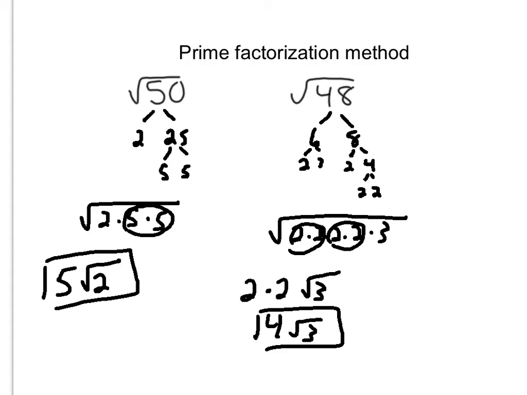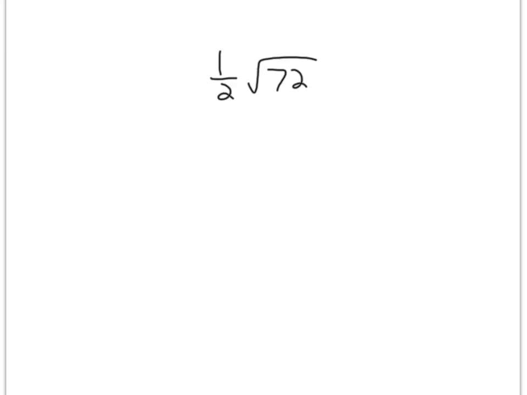Okay, again, you can use whichever method. The break apart method works if you know perfect square numbers pretty well. And if you don't know perfect square numbers very well, then this prime factorization method works great. Okay, and it's pretty easy and pretty quick too. Now let's go on to one last example. For this example, we're going to go ahead and use both methods. Okay, let's use the break apart method first.